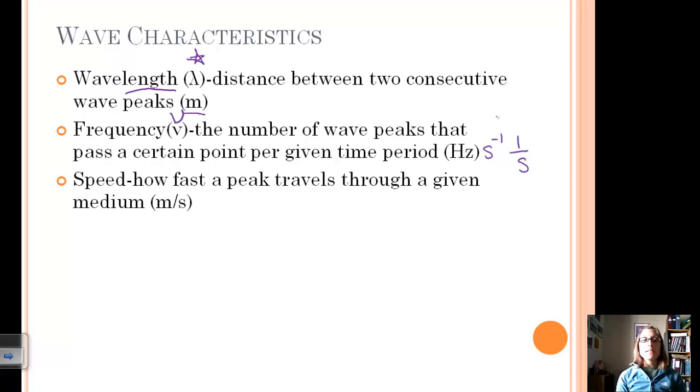Okay, and then we can take wavelength and frequency and put them together to get speed. This is how fast a peak travels through a given medium, and waves will travel through different mediums at different rates. It's kind of like if you try to look through a glass of water at something that's on the other side of the glass of water, it looks distorted because the visible light waves are traveling from air through glass, then water, then glass, then air again, and it distorts the wave, and so it travels at different rates.